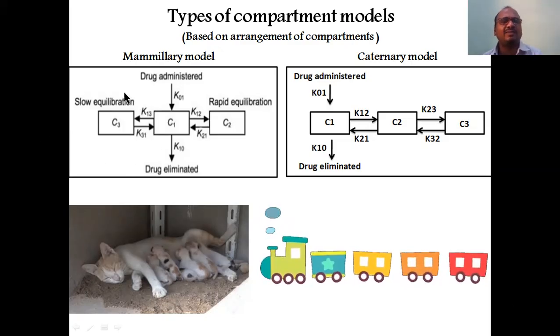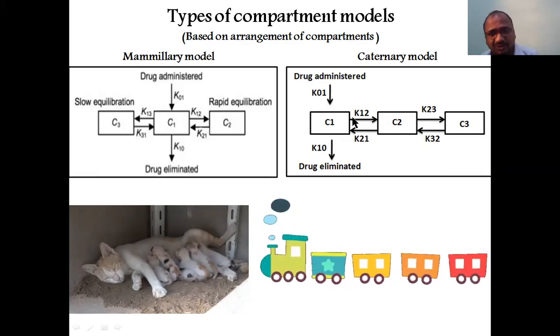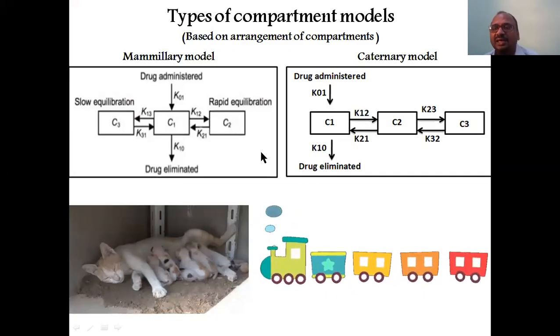And keep in your mind, drug is always administered to and eliminated from only the central compartment. That is very, very important. Here also, from the main compartment only. All these are mentioned as C1, C2, C3, C4 like that.